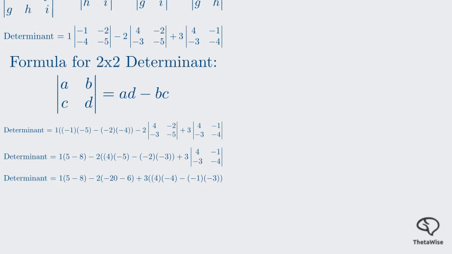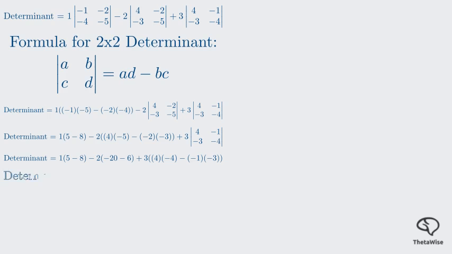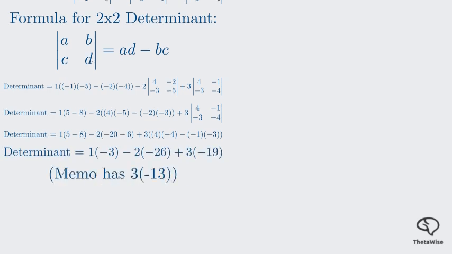Now we just need to simplify the expressions inside the parentheses. 5 minus 8 is -3. -20 minus 6 is -26. And -16 minus 3 is -19. Let's compare this to the provided solution. It has 1 times -3, which matches. It has -2 times -26. This also matches.